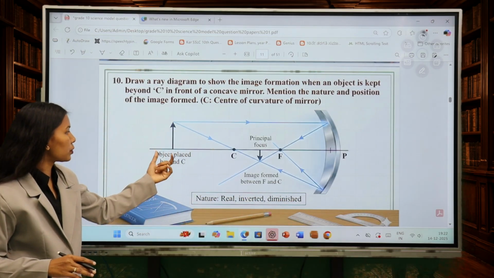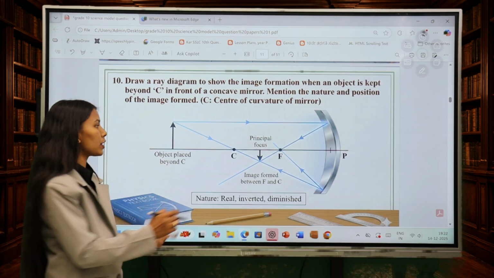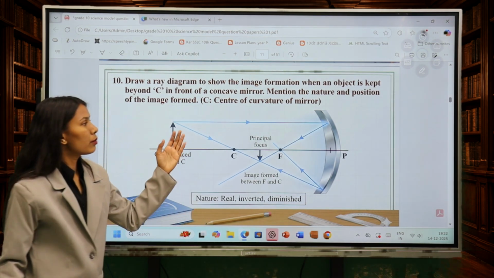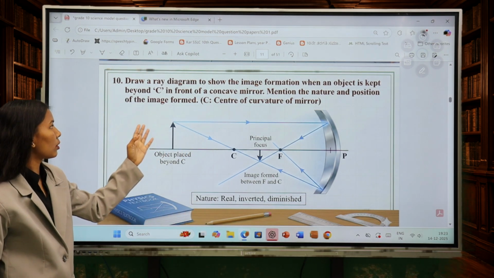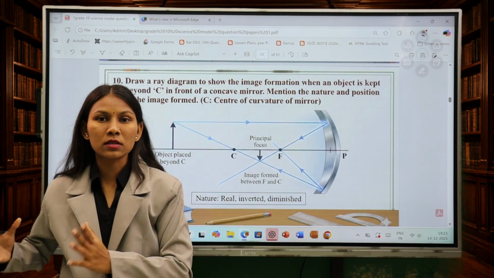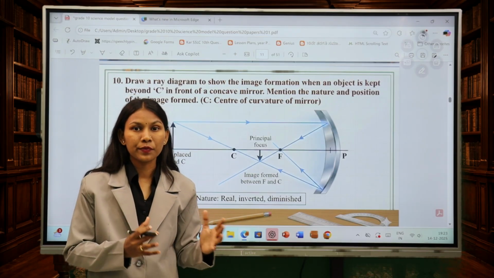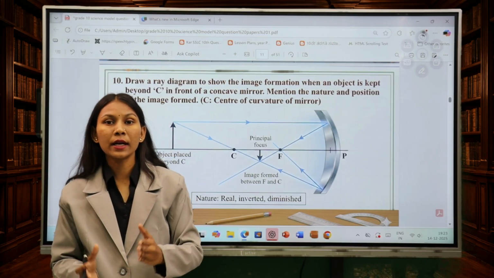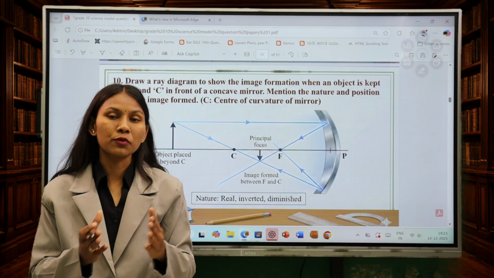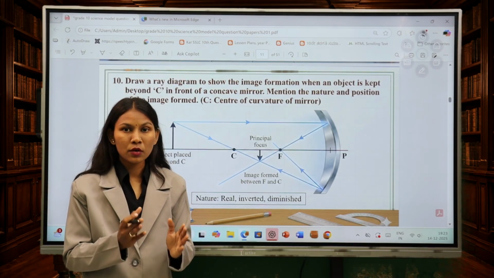So we are keeping an object behind the C of the concave mirror, that is behind the center of curvature. So this is the center of curvature. Mention the nature and position of the image formed. Once we keep the object behind the C, the image is formed between C and F. Okay, between the center of curvature and the focus. So in between these only the image is formed.